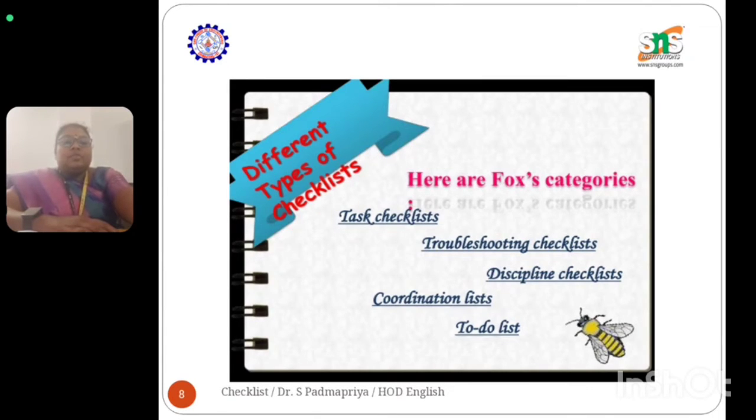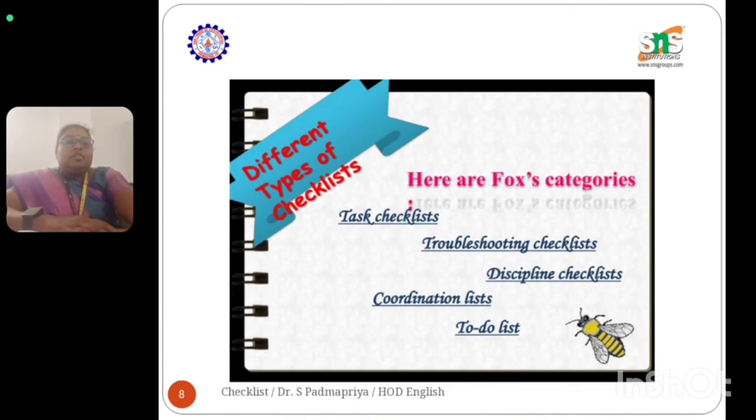This will usually be followed in a company's big concerns and even in educational institutions. Next one is the coordination list, and how we are going to do something in a coordinated manner, because it should cover all the loops and then complete the situation.